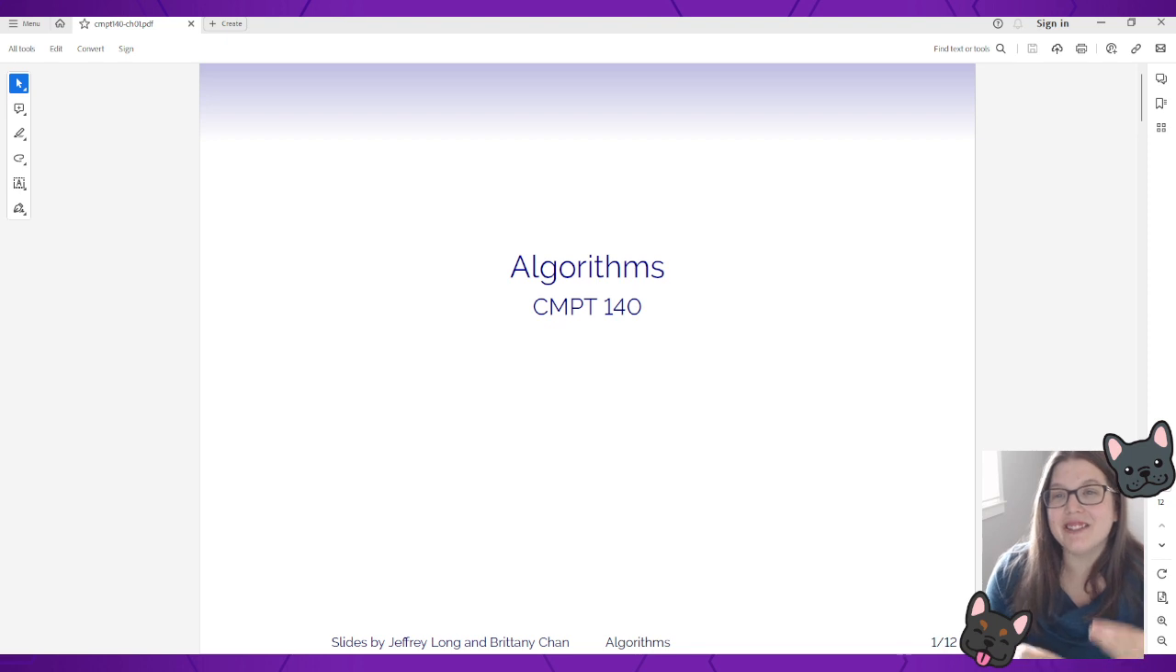So we're going to get into what actually makes something like that an algorithm. What does that mean for a computer? And where would we see those examples in our day-to-day life?